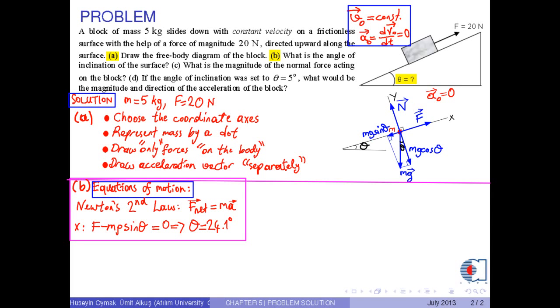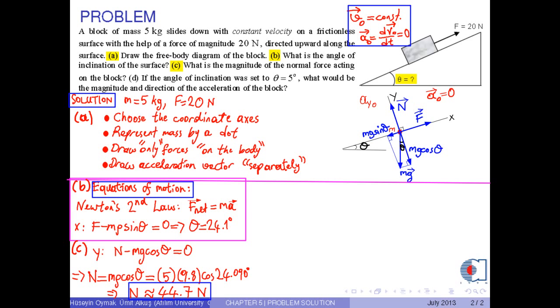C. What is the magnitude of the normal force acting on the block? Now we write the equation of motion along the y-axis. Since there is no motion along this axis, we write N minus m g cosine theta, which is the net force along the y-axis, equal to 0. Therefore, N becomes m g cosine theta. If we insert the numerical values into this equation, we obtain approximately 44.7 newtons.